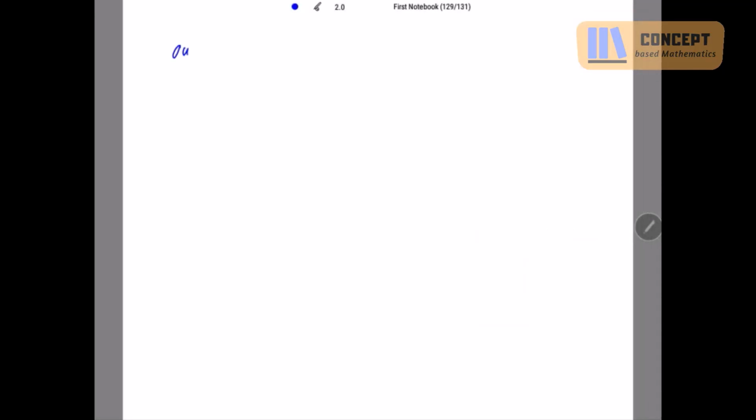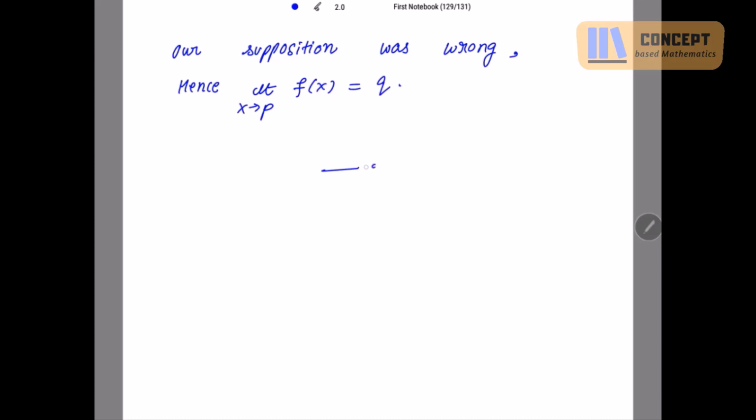So our supposition was wrong. Contradiction comes. Hence limit x tends to p, f of x is equal to q. Hence the result. So both ways the result is proved.